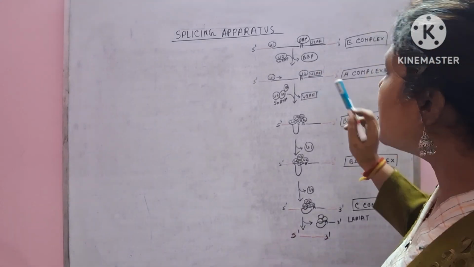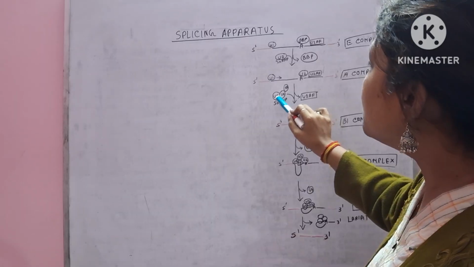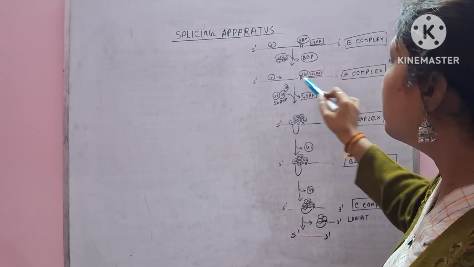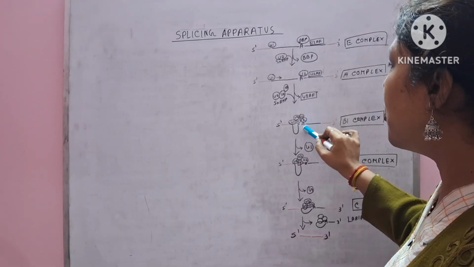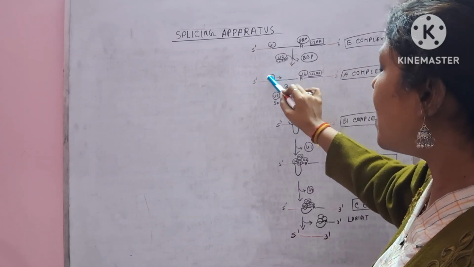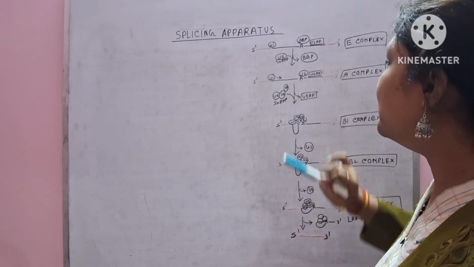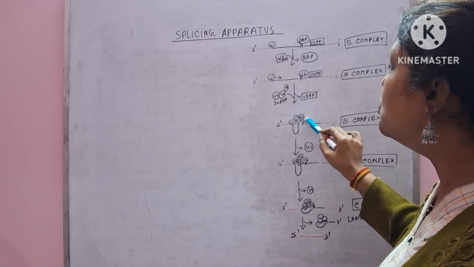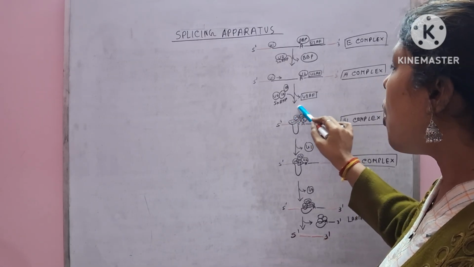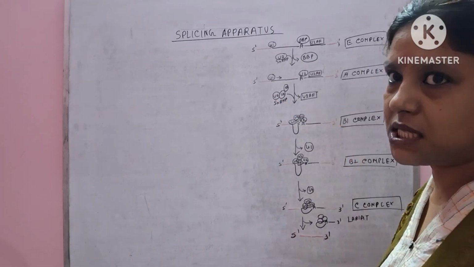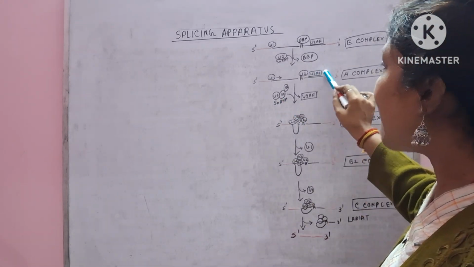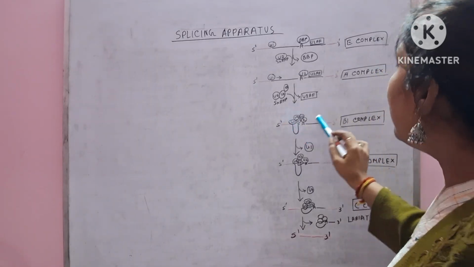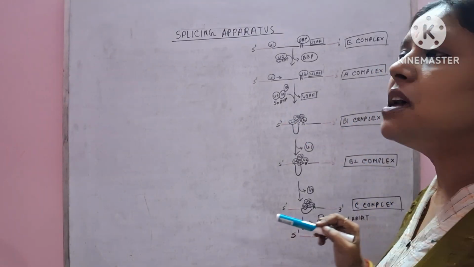And in the next step, you can see that U6, U4 and U5 all bind with this A point, and obviously U1 also binds with this A point. That means U1, U4, U2, U5 and U6 all form a complex, and the U2AF factor is released from here, and in that way the B1 complex is formed.